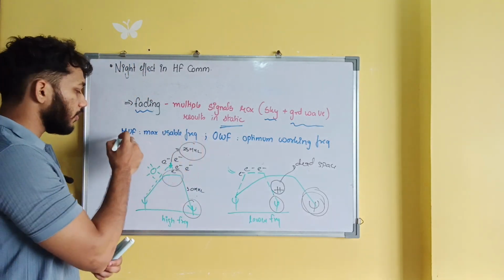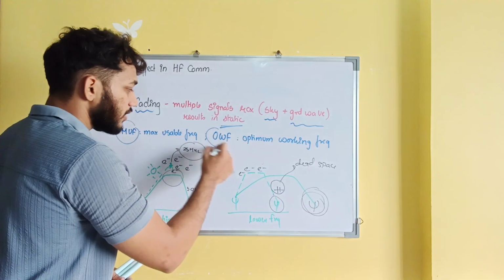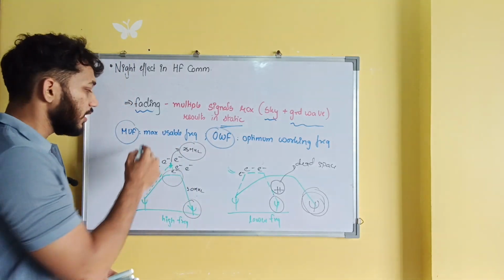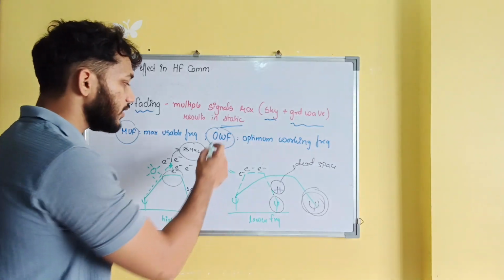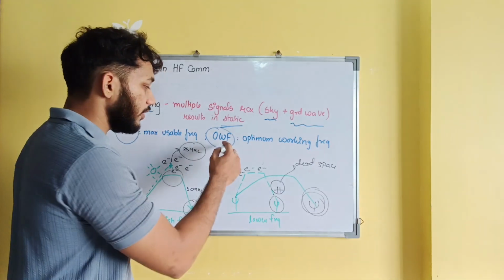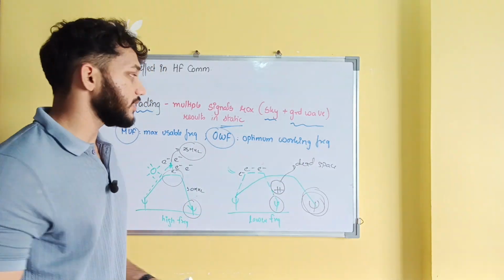Now there are two short forms. They can directly ask you in the MCQ what is the full form of MUF, that is maximum usable frequency, and what is the full form of OWF, that is optimum working frequency.